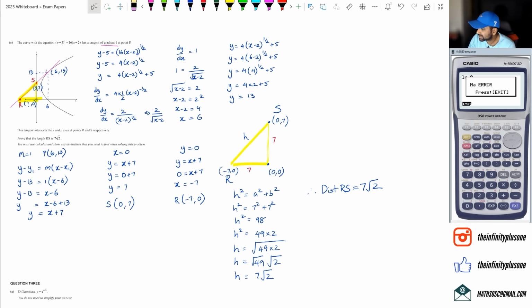So dy/dx is gonna get you an Achieved, which is somewhere here. That part there is gonna get you an Achieved. Merit is correct x and y values found, 6 and 13, with correct dy/dx. So that's actually finding P. So I guess somewhere here is getting a Merit, where you get 6 and 13.